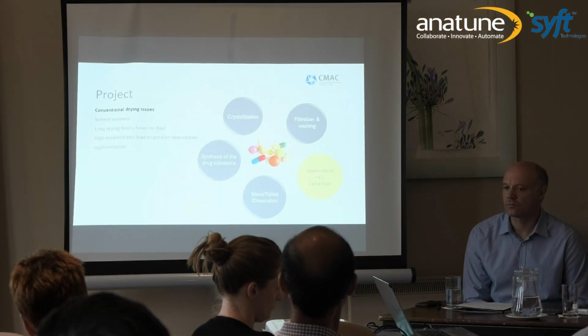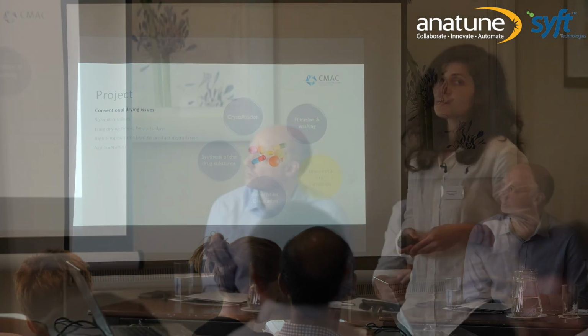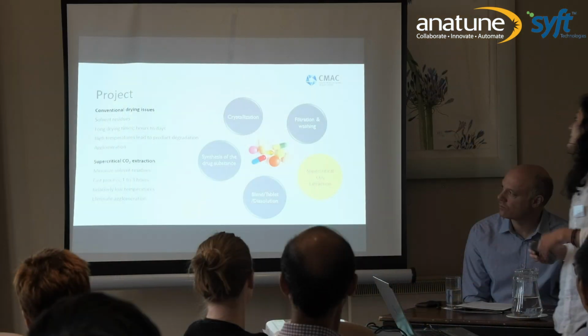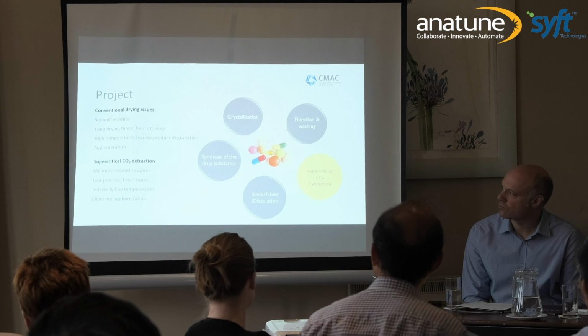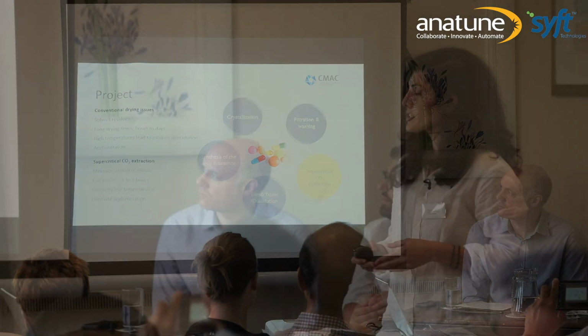So why is it important to find alternative ways of drying? Generally, there are many conventional drying issues. The most important ones are the solvent residues in the final sample, even after long drying times, sometimes taking days. High boiling point solvents demand high temperatures that lead to product degradation, and incomplete drying results in agglomeration. With supercritical CO2 extraction, we aim to minimize the solvent residues in short time scales and at relatively low temperatures, and the complete drying eliminates agglomeration.